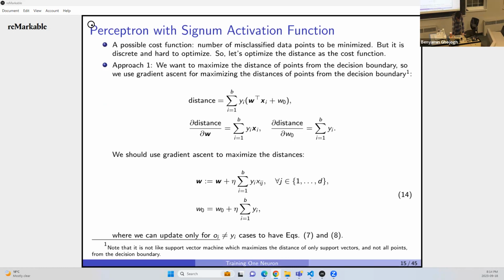Now, a possible cost function. We can have various cost functions. We want to minimize some cost function in gradient descent. So it can be the number of misclassified data points, right? Let's minimize the number of misclassified data points. But is it easy?